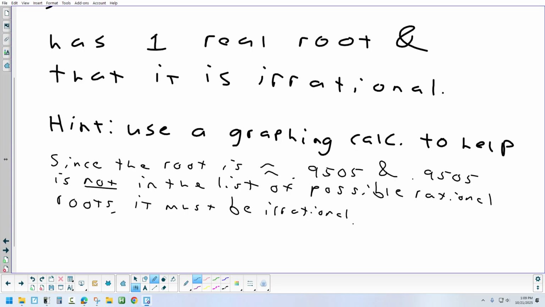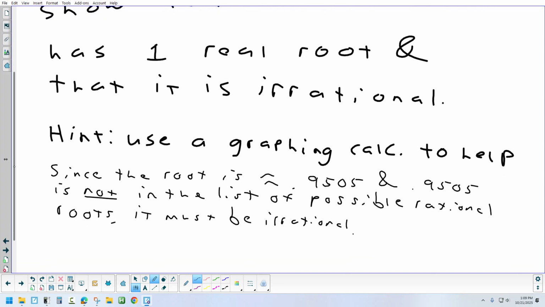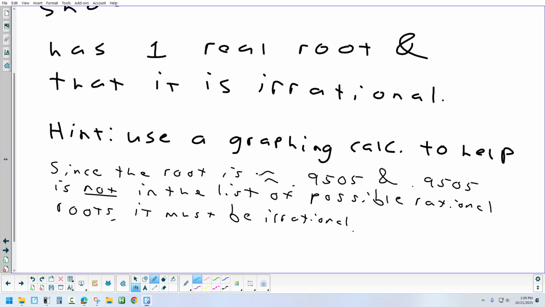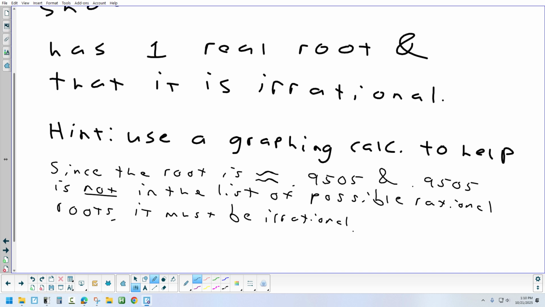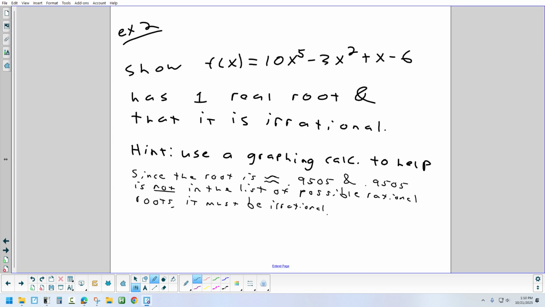Approximately. It's not exactly 0.9505, I rounded it. Okay, so we've proven exactly what they wanted us to prove. We've showed that it is irrational. So that's kind of the case we don't want to have.